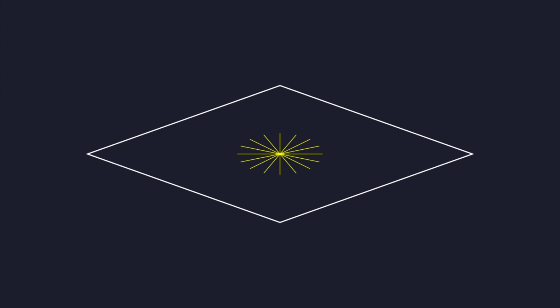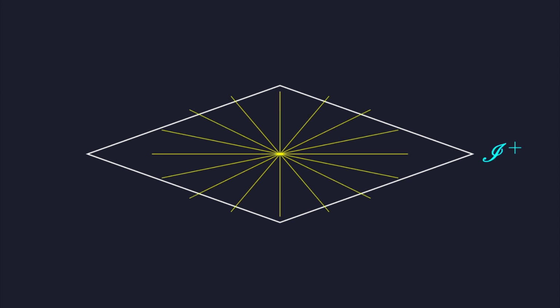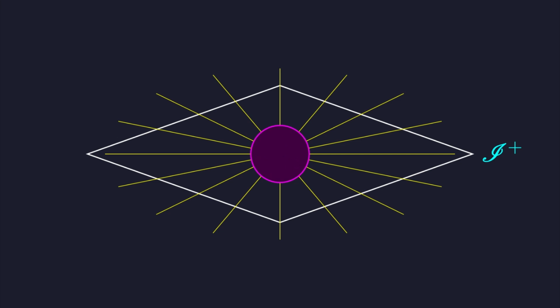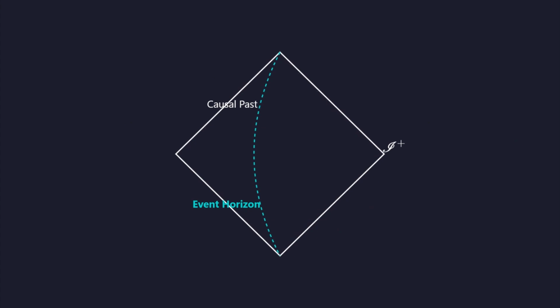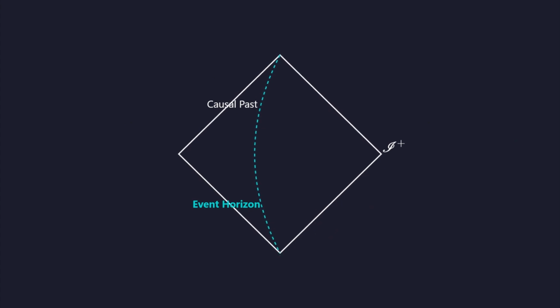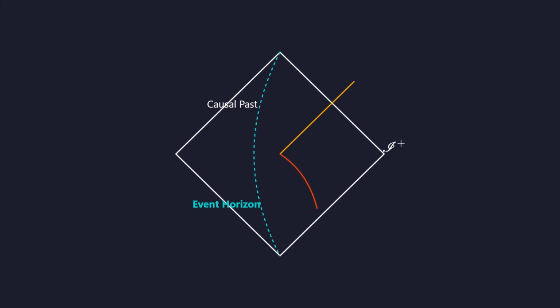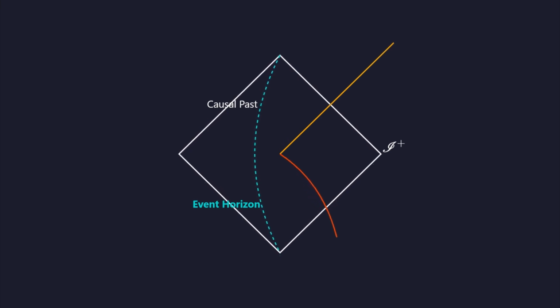To define a black hole rigorously, topologists examine future null infinity, the asymptotic destination of all outgoing light rays escaping to infinity. The event horizon is precisely the boundary of the causal past of future null infinity, separating paths that escape from paths trapped forever.